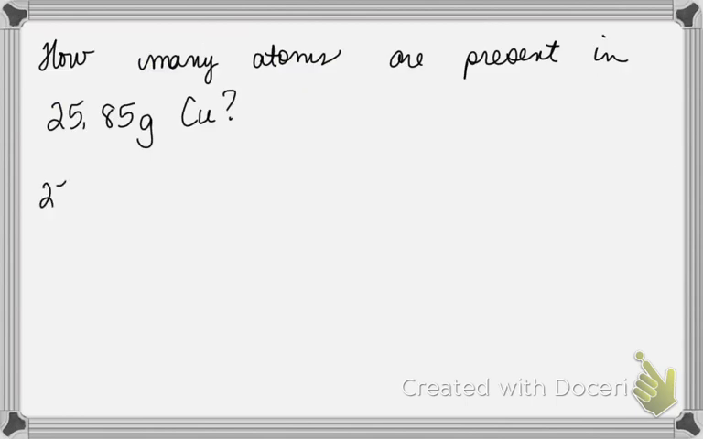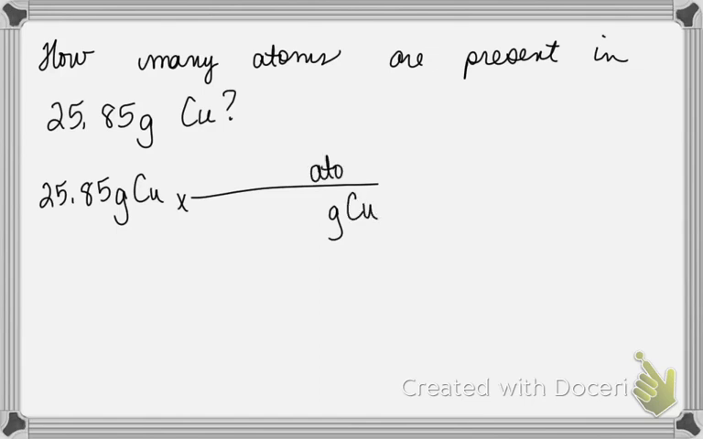So I'm going to start with 25.85 grams of copper. And if I set it up that I want grams of copper to cancel and I want atoms on the top, here I'm going to need a molar mass. So I go to my periodic table and I see that the molar mass of copper is 63.55 grams of copper. Well, when I have that much copper, how many atoms of copper do I have? Well, it's a mole of copper, but that means it's 6.02 times 10 to the 23rd atoms. And it's copper because that's what we're asking about.